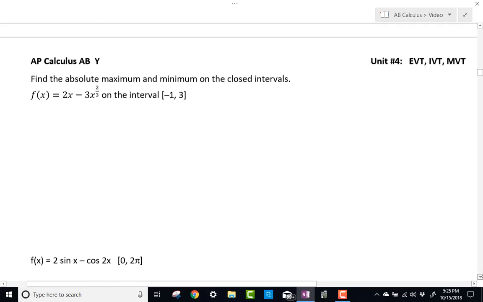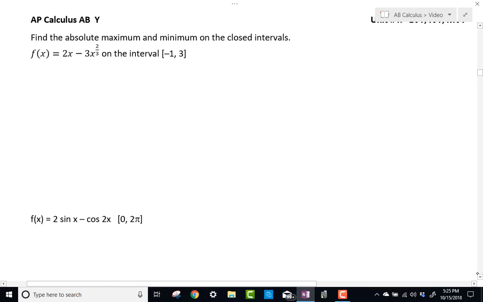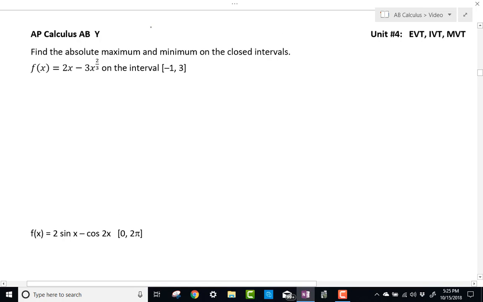Again, it says find the absolute max and min. Make a little note up here at the top. So the first thing I'm going to do is look for critical numbers. What are critical numbers? They are where f prime of x is equal to 0 and where f prime of x is undefined. That's the same thing as saying that f of x has a sharp turn or a cusp right there, so basically saying that f is not differentiable. So f prime of x equal to 0, f prime of x undefined.